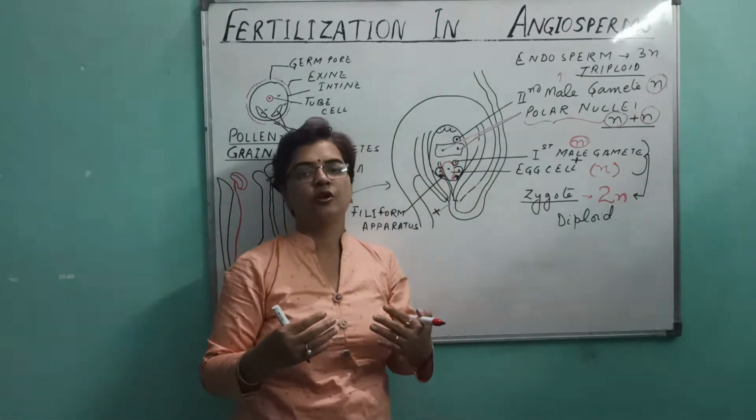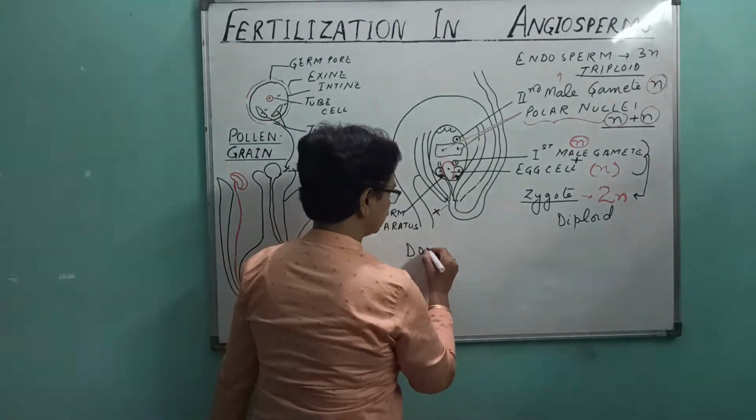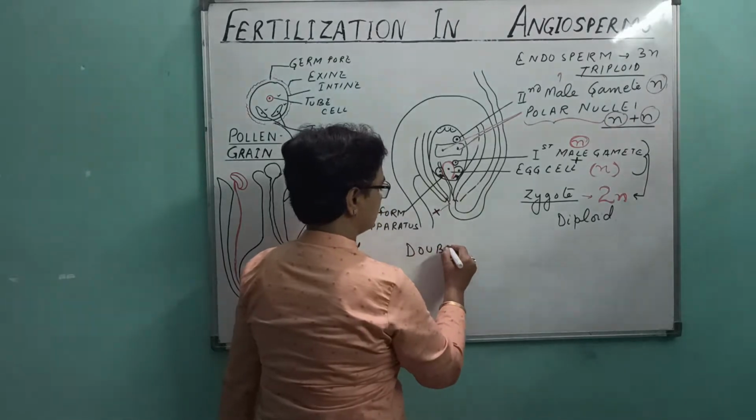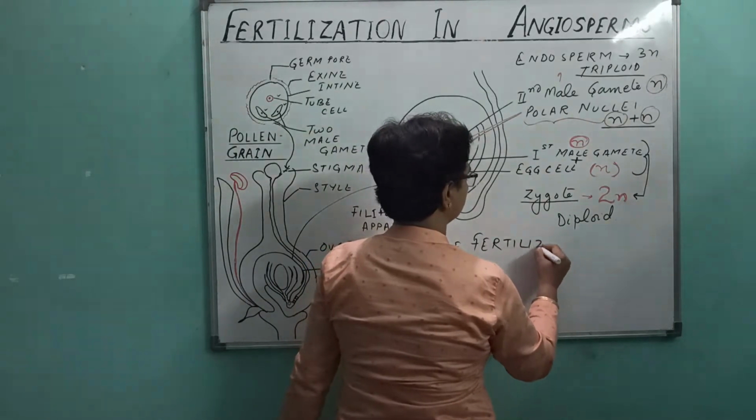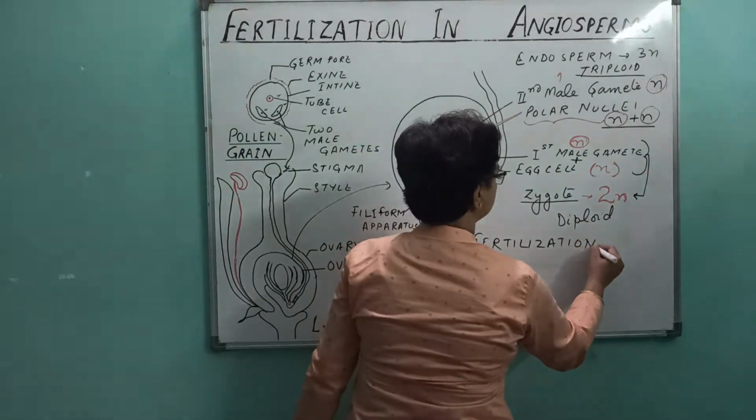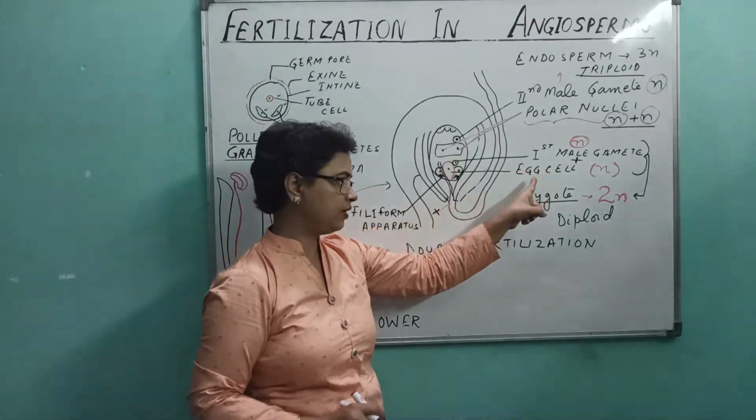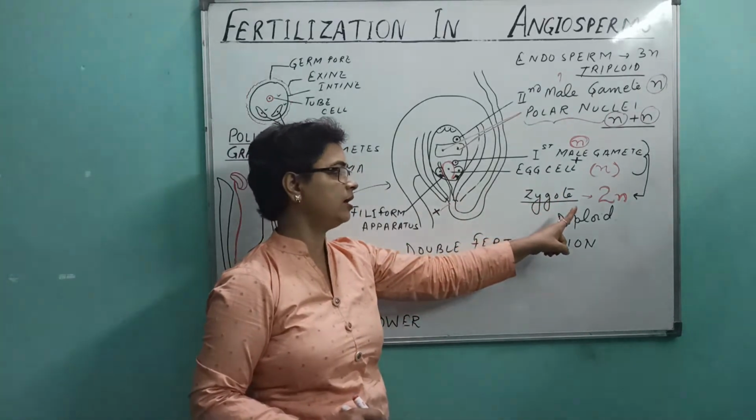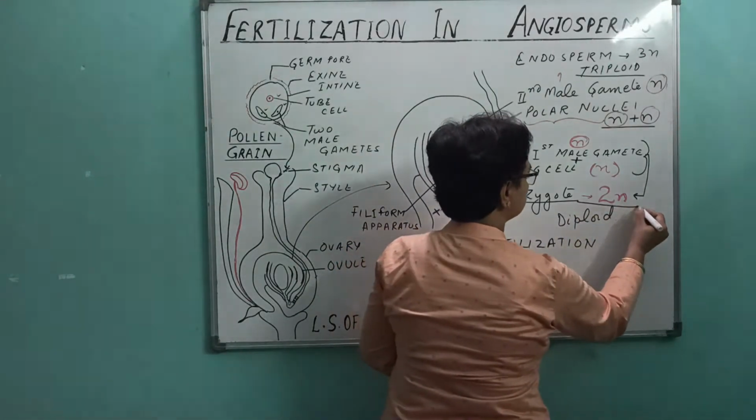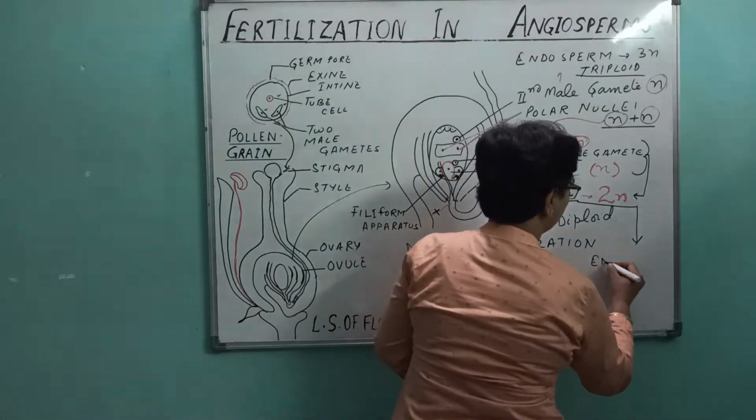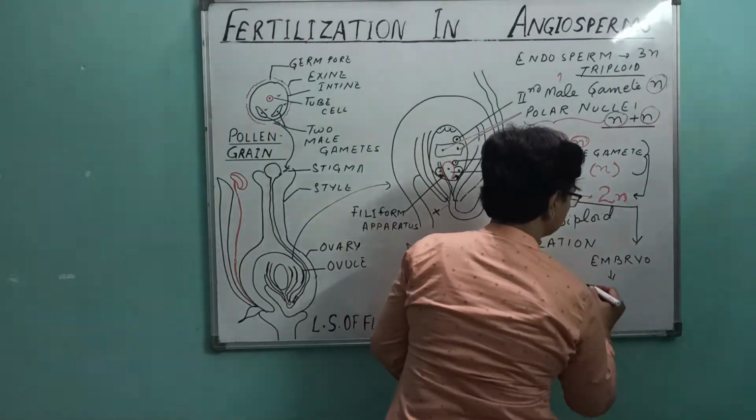In angiosperms we normally use the term double fertilization. So double fertilization means that inside the embryo sac fertilization occurs 2 times. The first male gamete fuses with the egg cell to make zygote, which is diploid in nature, and as we know, this zygote will give embryo and embryo will develop into new plant.